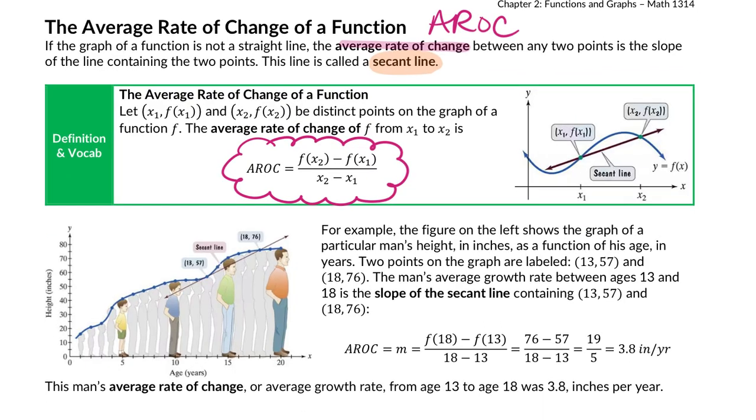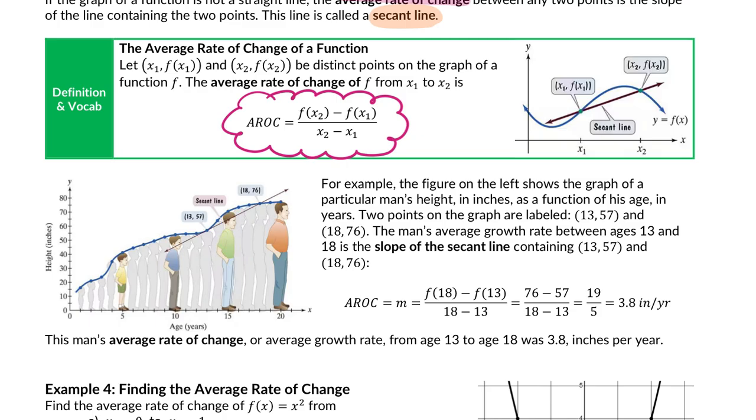So for example, the figure on the left shows a graph of a particular man's height. So he goes through growth spurts, right? So it's not linear. You don't grow the same amount the whole time. You're a child, so you grow a lot, and then you don't grow anymore, and then all of a sudden you're a teenager and you grow a lot, and then grow a little bit more. That's how growth works. The question wanted us to find the slope of the secant line containing the ages 13 and 18. So we want to know the average rate of change between age 13 and 18. Clearly, it goes up and then kind of levels off again, but we're only looking at those 2 points.